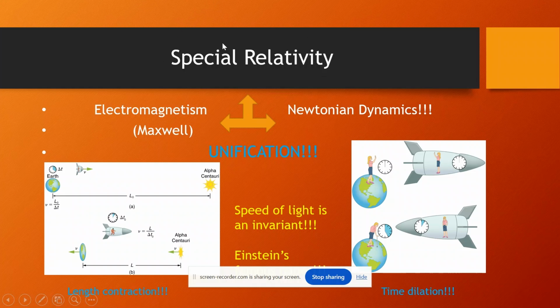So special relativity emerged due to the invariance of the speed of light and the relativity of space and time, and relativity of simultaneity. It's the unification of electromagnetism and the Newtonian dynamics. The speed of light is an invariant, as Einstein realized, and the consequence is that space and time are relative, and this was verified experimentally subsequently. It can be proved also in the high energy accelerators.